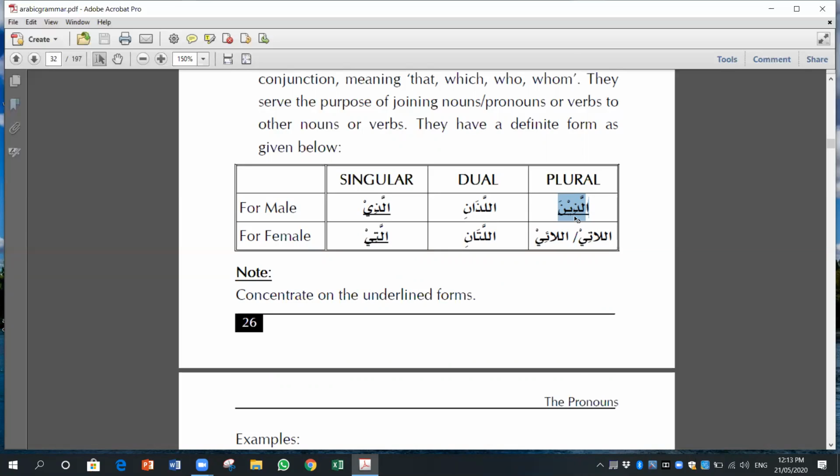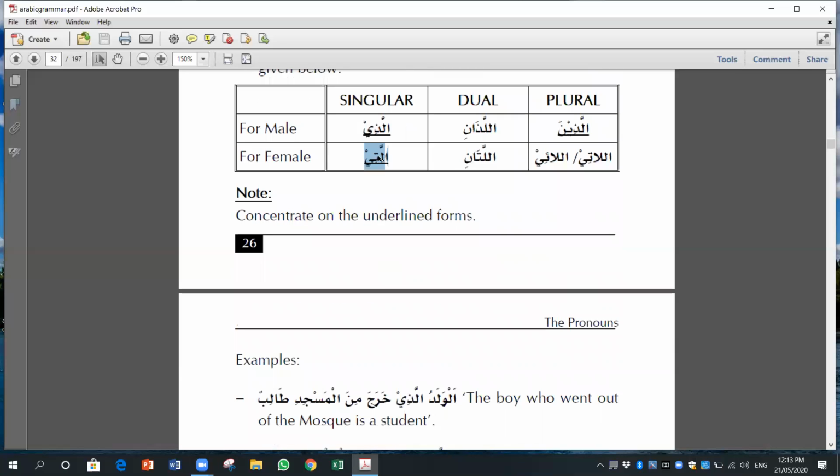Because it includes everyone. But allati is only for female. So I don't think that it is being used in the Quran for only females. But allati is used, and we will see why it is used. Many times allati is also used, but we'll see why it is used so many times, and not the plural. Okay, so is that clear?